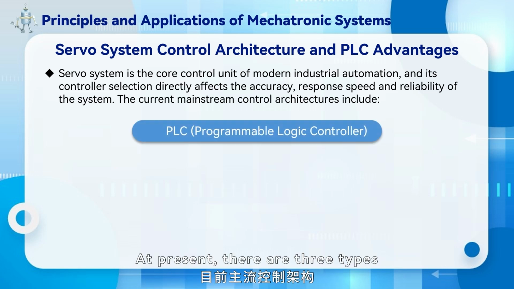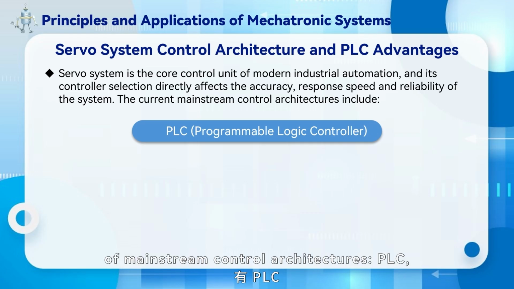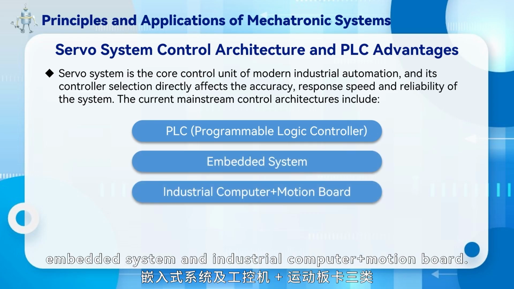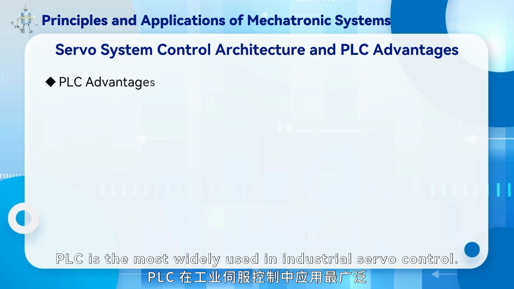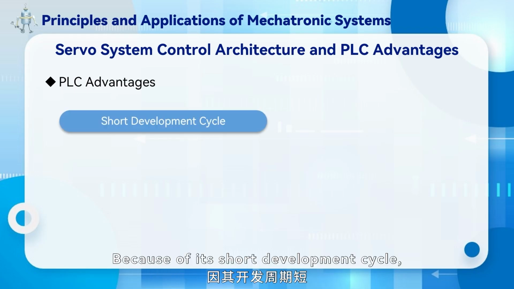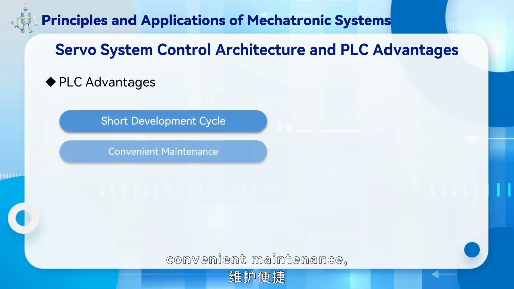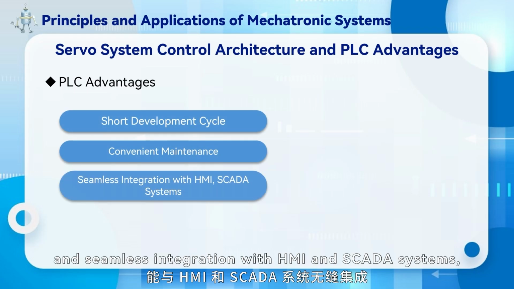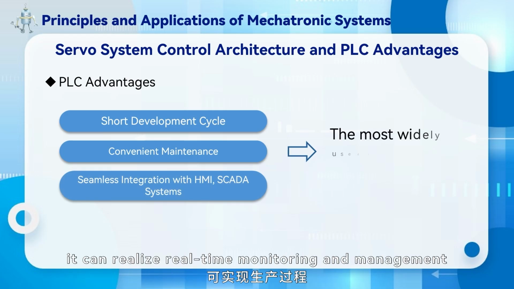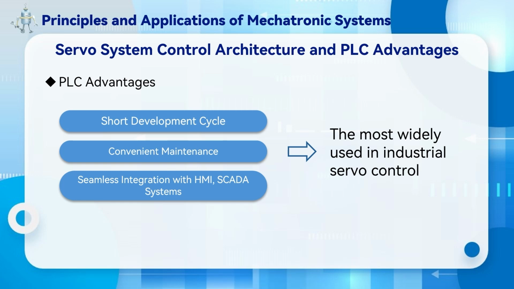At present, there are three types of mainstream control architectures: PLC, embedded system, and industrial computer plus motion board. PLC is the most widely used in industrial servo control, because of its short development cycle, convenient maintenance, and seamless integration with HMI and SCADA systems, it can realize real-time monitoring and management of the production process.